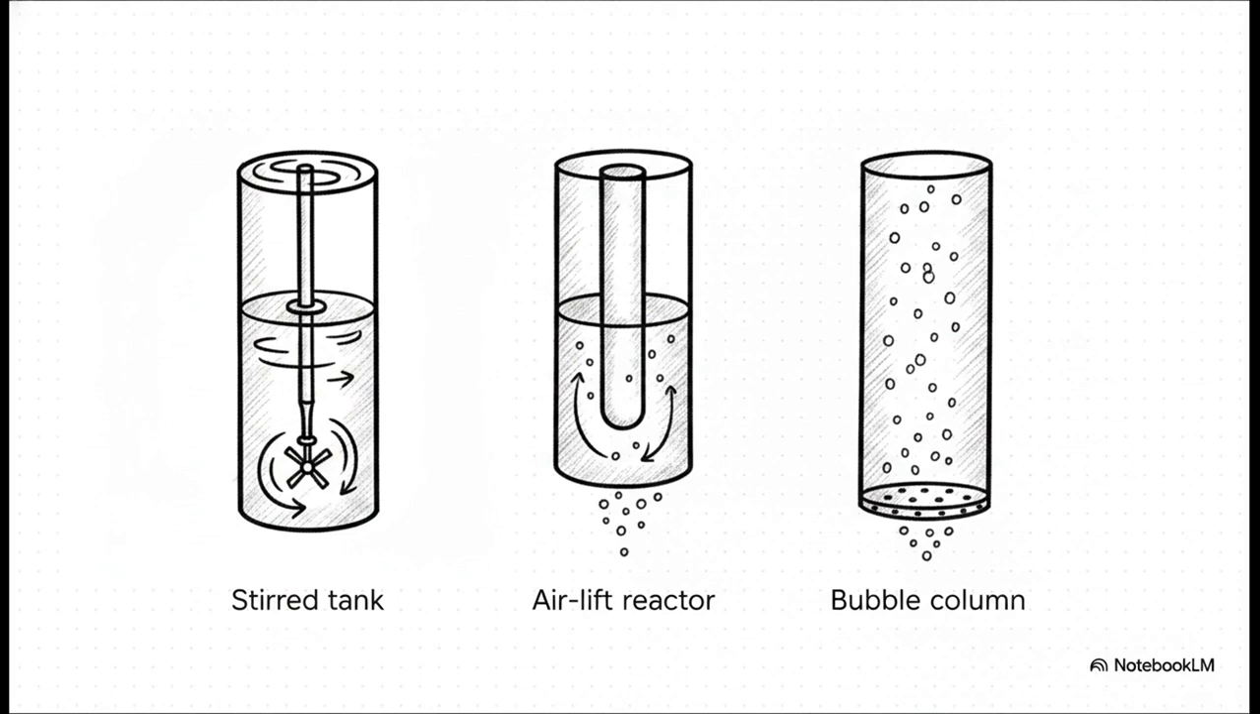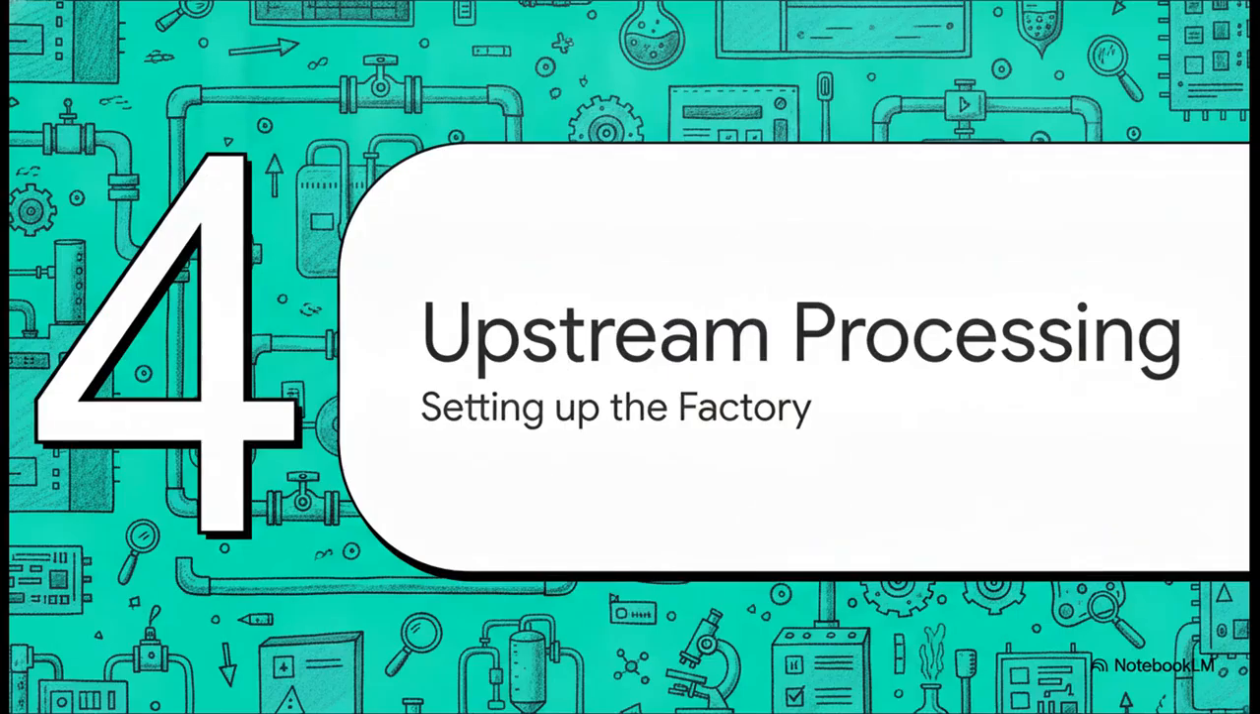And finally, the bubble column, which uses low-shear sparger jets. And that last one is actually incredibly important for highly sensitive animal or plant cells. Why? Because those delicate cells would just be totally destroyed by the spinning blades of a traditional stirred tank. Let's dive into section 4, upstream processing, setting up the factory.